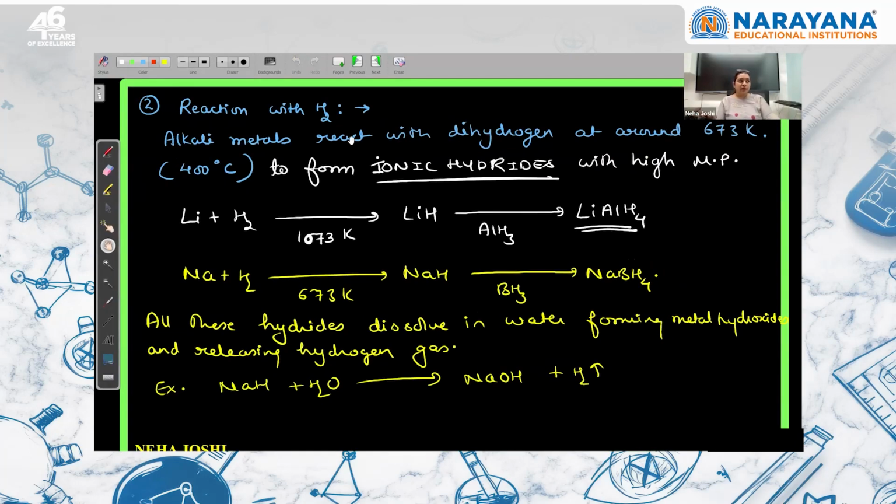Coming to reaction with hydrogen, alkali metals react with hydrogen, I would say, except lithium. For others, I can say around 400 degrees centigrade, they will react and form ionic hydrides.